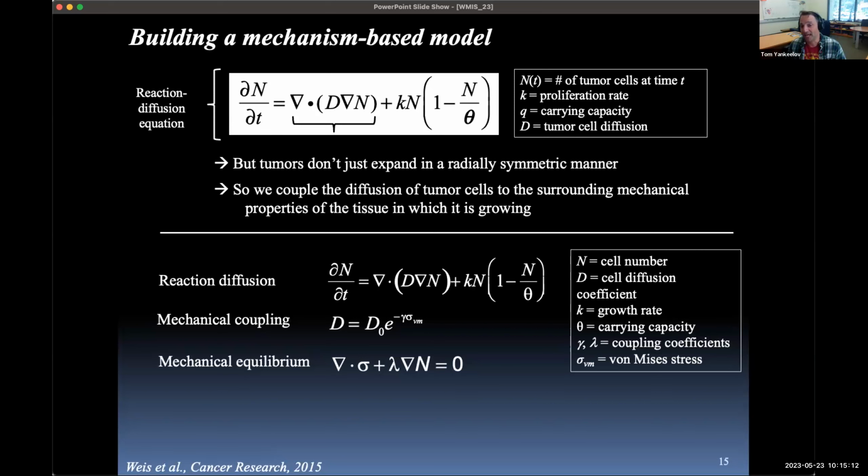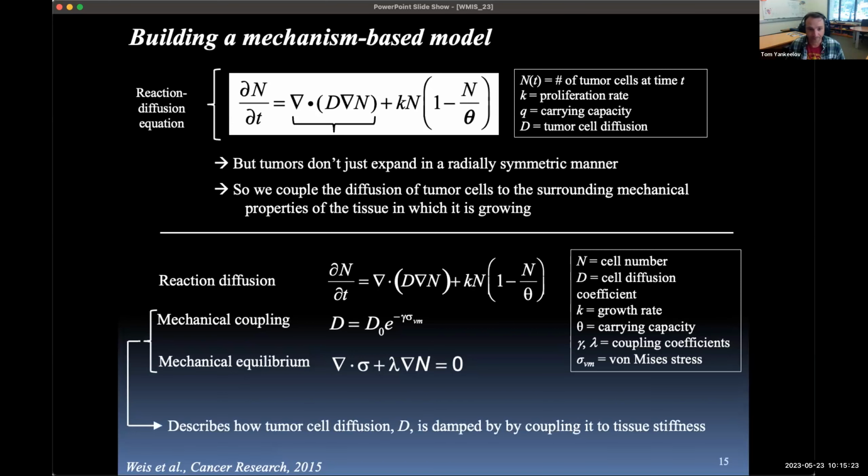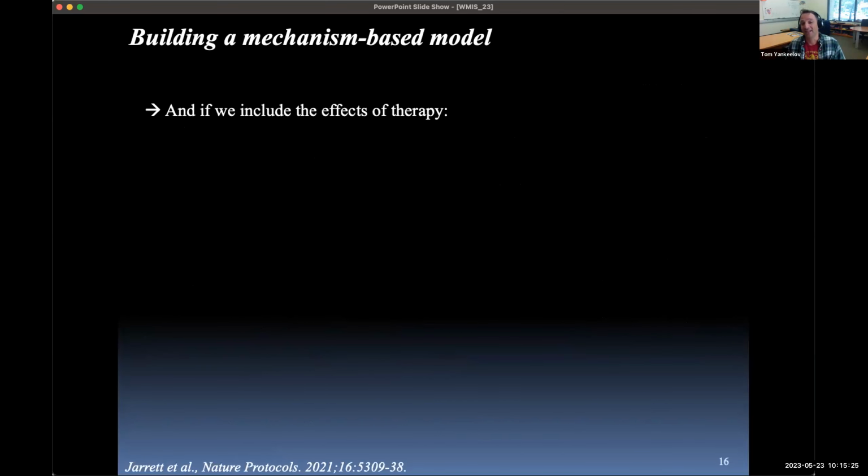And so in regions where there's higher stress, they're not going to diffuse as far per unit time than in regions where there's less stress. And so this actually does a pretty good job of capturing how these tumors are growing out into space. Okay, the last thing to do for our model is to include the effects of therapy.